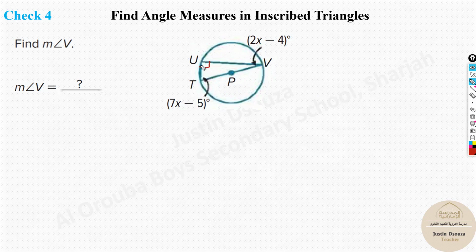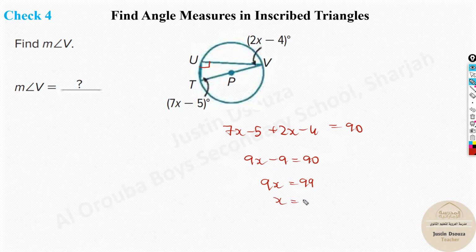So this is 90. Now we can do the same thing, but I'll do another method because I know this is 90. Out of the total 180, I'll remove 90 and add these both equal to 90. That means 7x minus 5 plus 2x minus 4 must be equal to 90. Why? Because total is 180 and I know this is already 90, so remaining is 90. Now you just solve this. 9x minus 9 is equal to 90. When I take 9 to the other side, it becomes plus 9, it becomes 99 and x is equal to 11, dividing both the sides by 9.